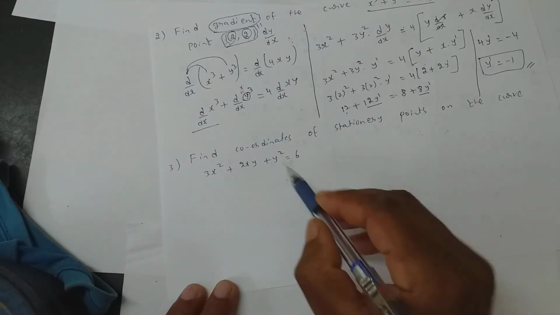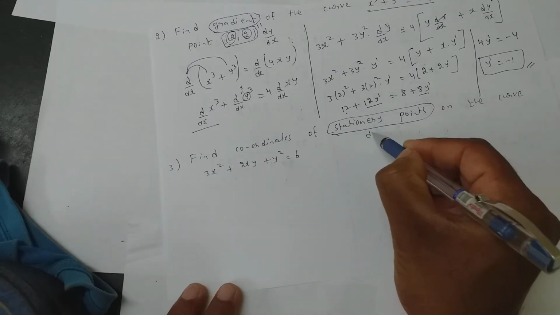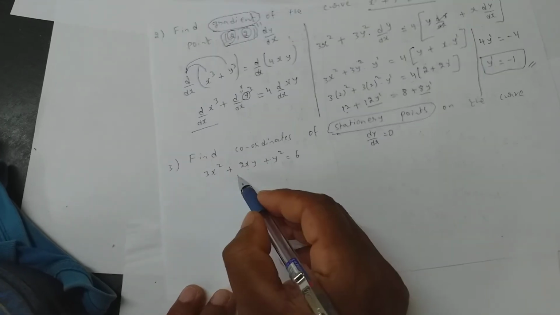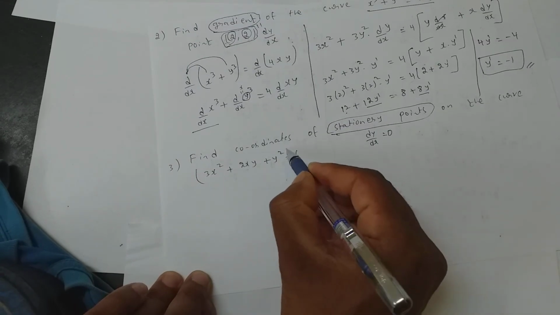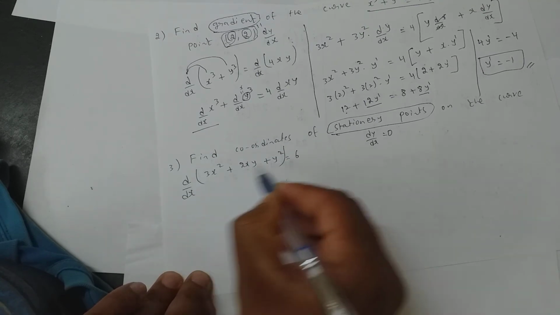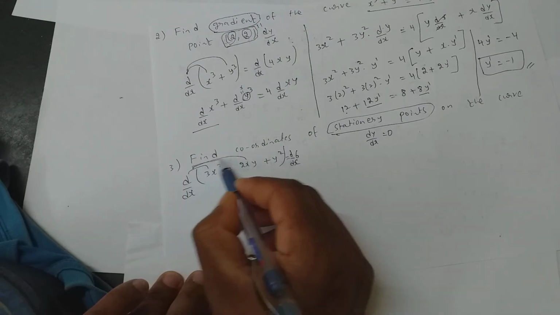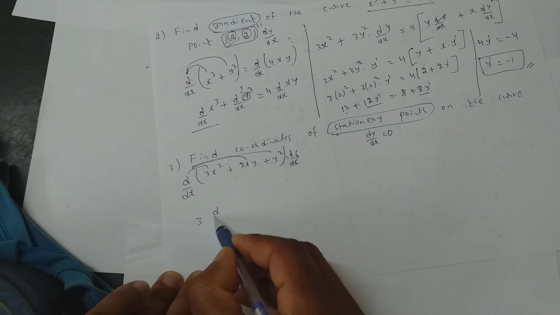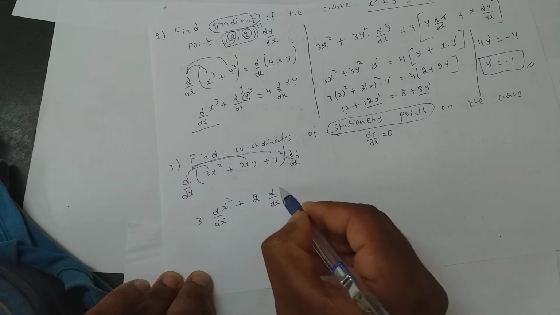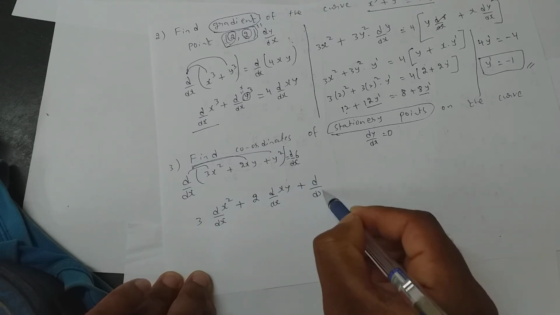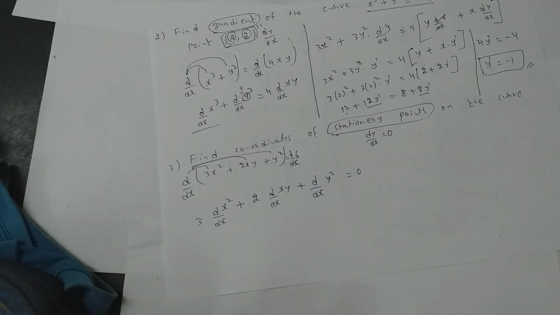Find coordinates of stationary points on the curve. Again the catch, stationary point means dy by dx equal to 0. If this is given, how do I get dy by dx? To get dy by dx, what do I need to do? Differentiate on both sides. Clear? Next step, this gets applied to each of it. So 3 will be out, d by dx of x square, plus 2 will be out, d by dx of xy, plus d by dx of y square equal to 0. Clear enough? Yeah, let us start.